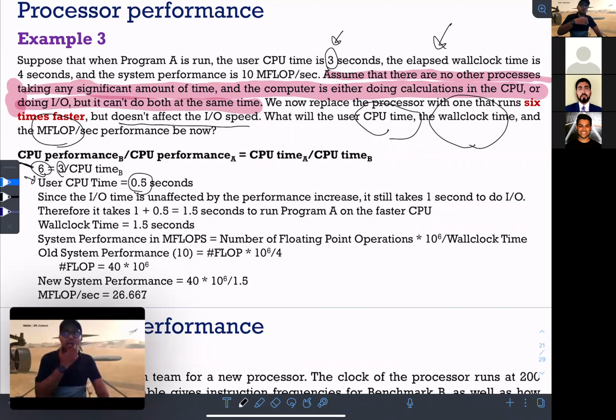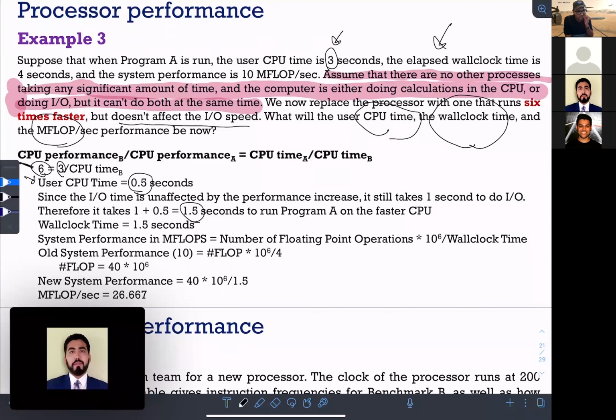Then I need to calculate the elapsed time. Elapsed is easy: it is IO plus the CPU time. I know the IO will never change, it's 1. 1 plus that half is 1.5. Sounds cool?